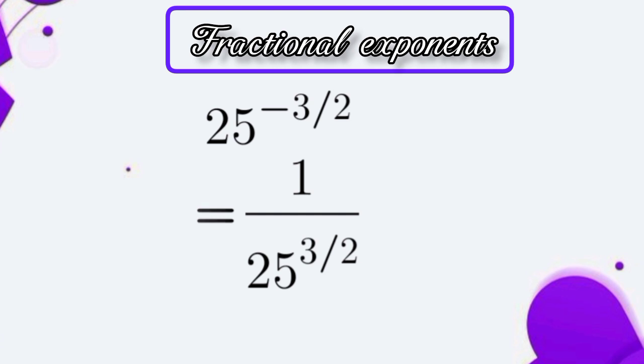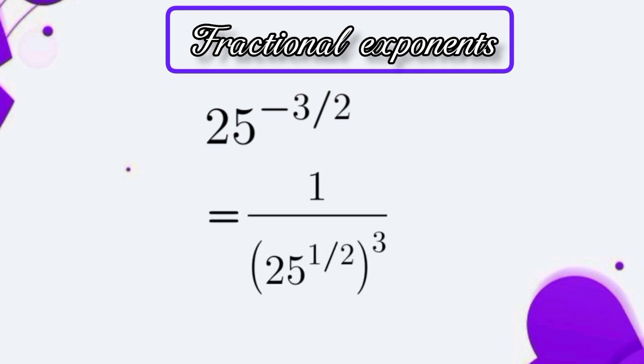When we split the fractions, we have 1 over 25 raised to the power 1 over 2, all raised to the third power. So now the square root of 25 is equal to 5. So we have 1 over 5, all raised to the power of 3. And 5 raised to the third power is equal to 125. So the answer is equal to 1 over 125.